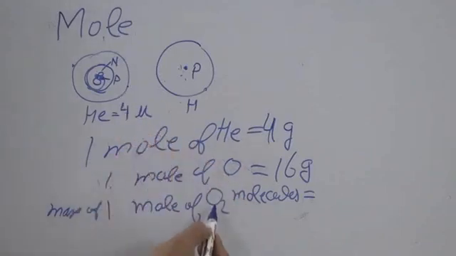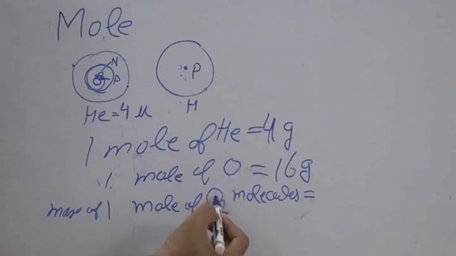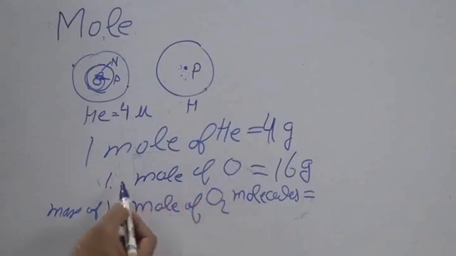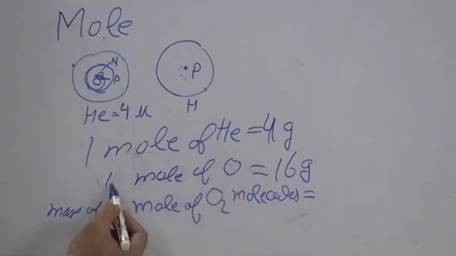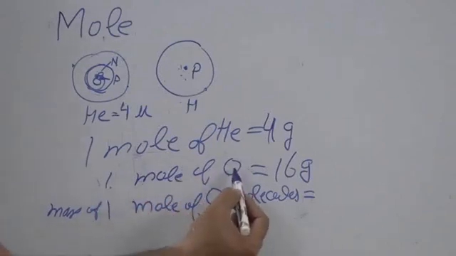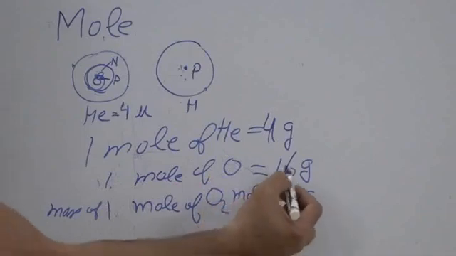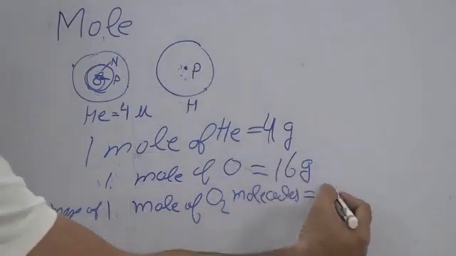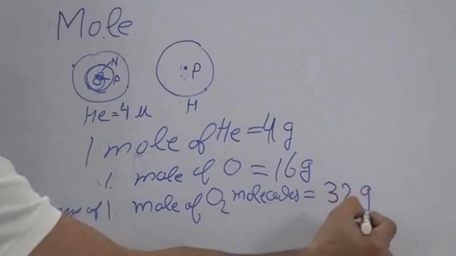Here the unit is O2, which means it is twice as heavy. The unit we are counting, the number of units is the same. This was also 1 mole, this is also 1 mole. That is why if the number remains the same, 1 unit gets twice as heavy. Therefore, the total mass would also be twice, means 32 gram.